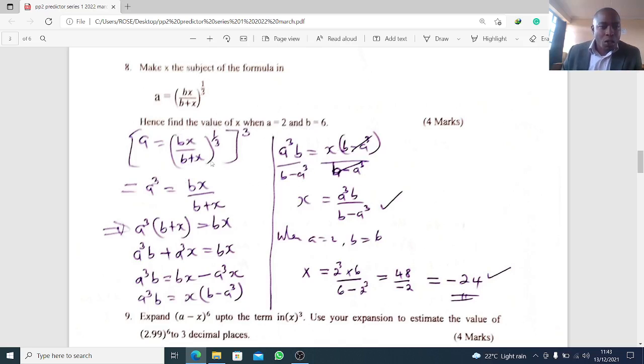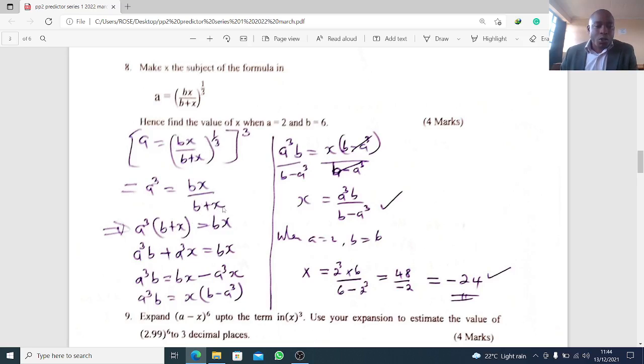So the first thing we do, if we power the whole thing with 3, we cube everything. Then that means we cube every part. It will be a cubed equals the cube of this. This is a third times 3. Remember, we multiply the powers, so a third times 3 gives you 1. So it will remain as bx all over b plus x.